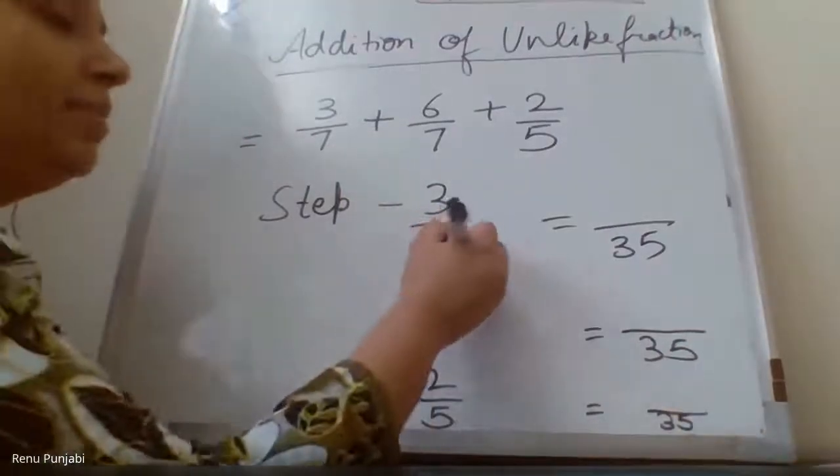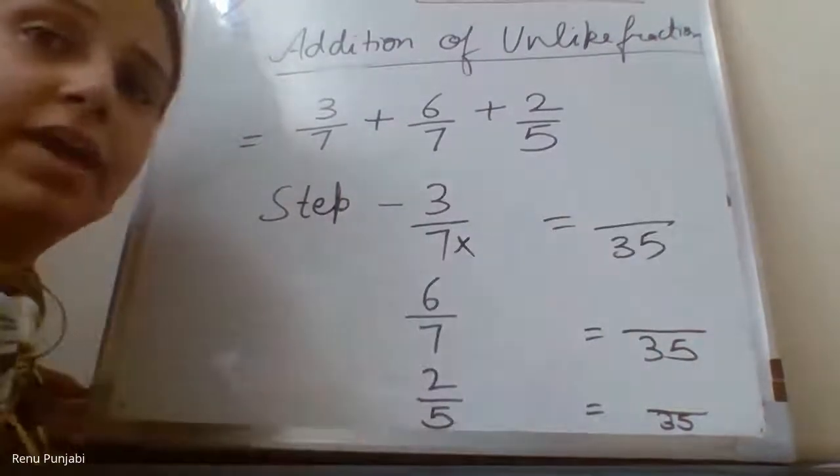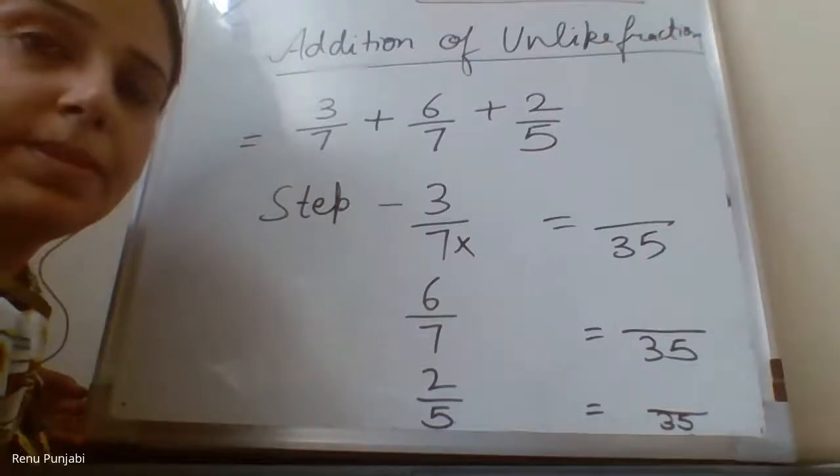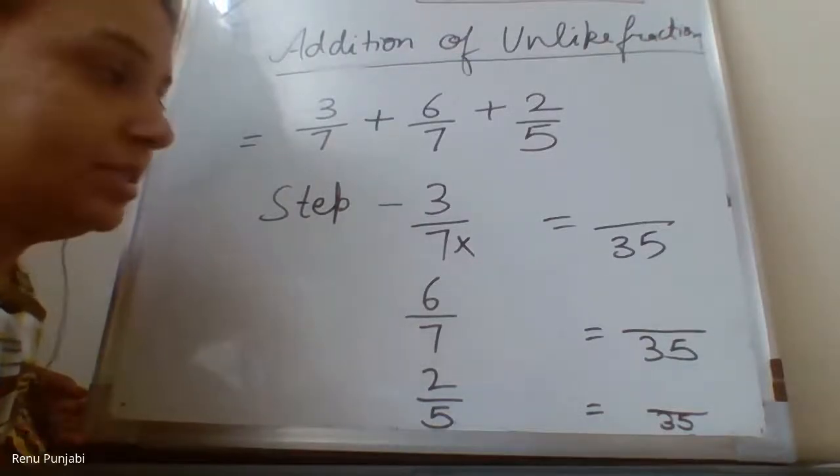So 7 multiplied by which number that you will get the 35? Please write in the chat box.